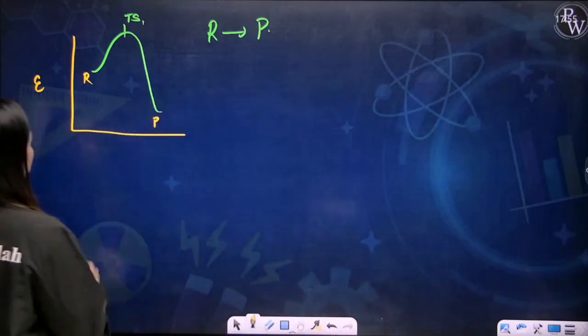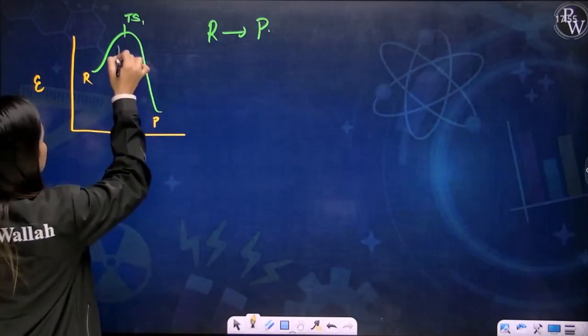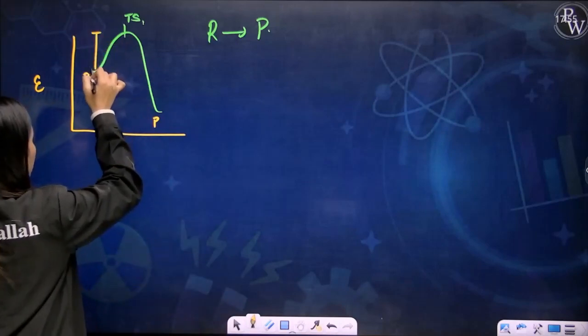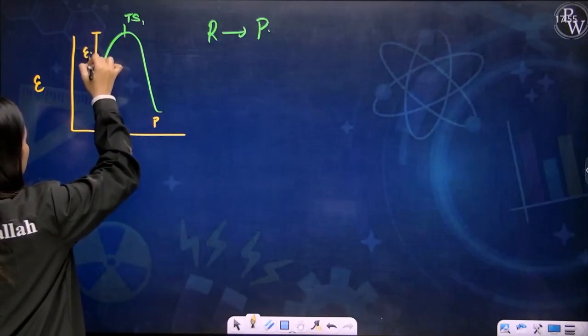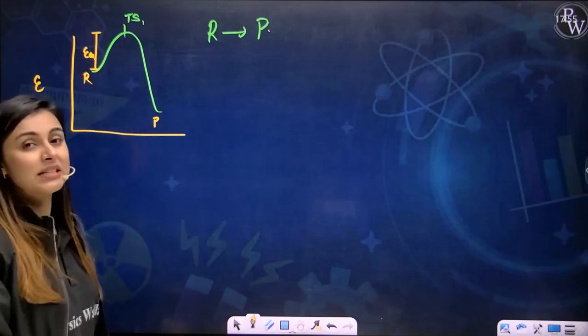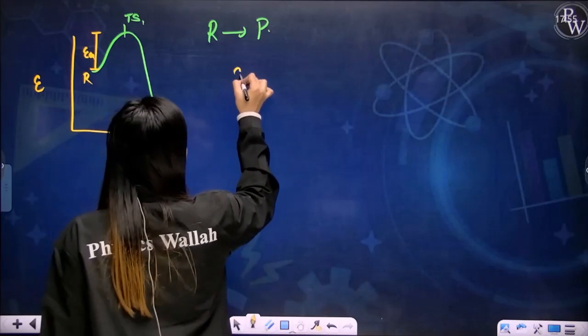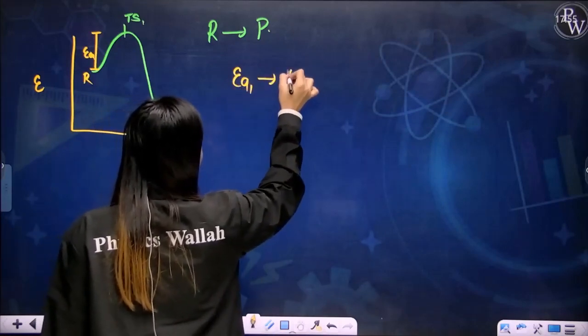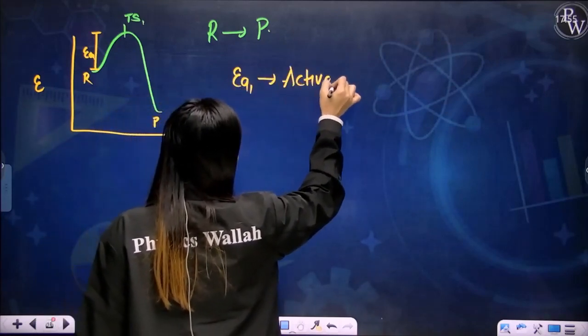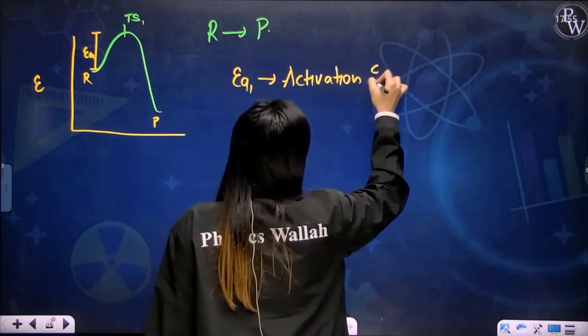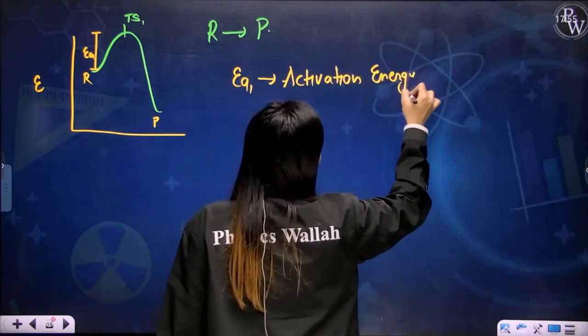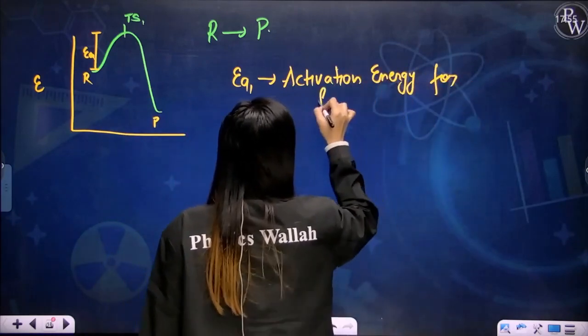And here, my dear students, from here to here is your activation energy for the forward reaction. So this is what is known as the activation energy. So now I can say that Ea1 is the activation energy for the forward reaction.